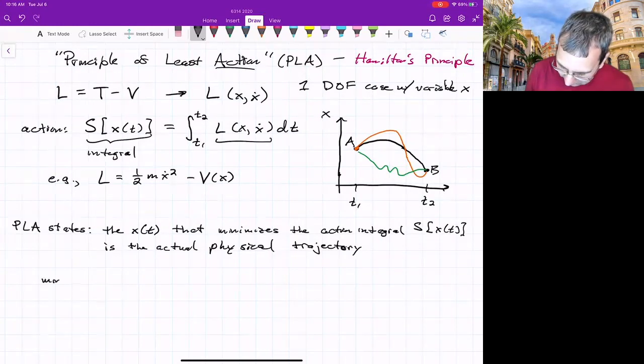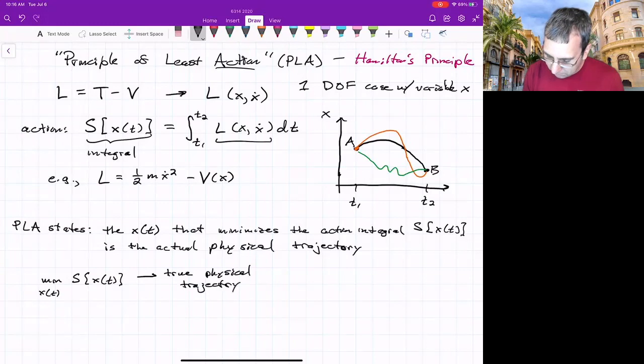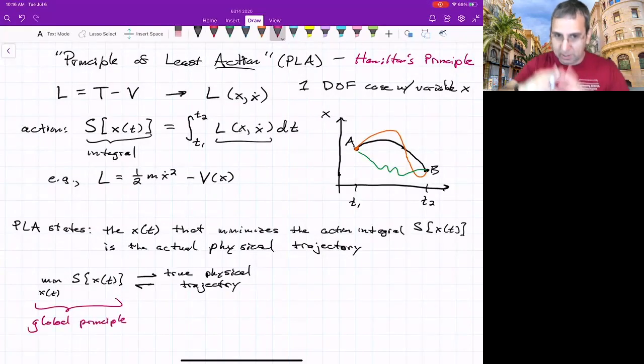So you could think of it this way. The minimum of all the trajectories of S is going to be the true physical trajectory, and vice versa. The true physical trajectory will be the one that minimizes that. This principle is global because it takes into account the entire trajectory.